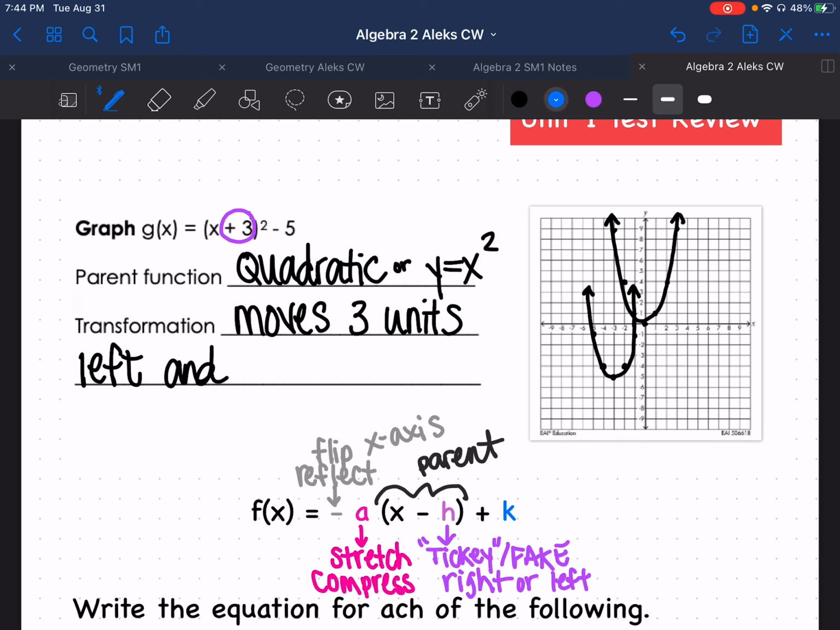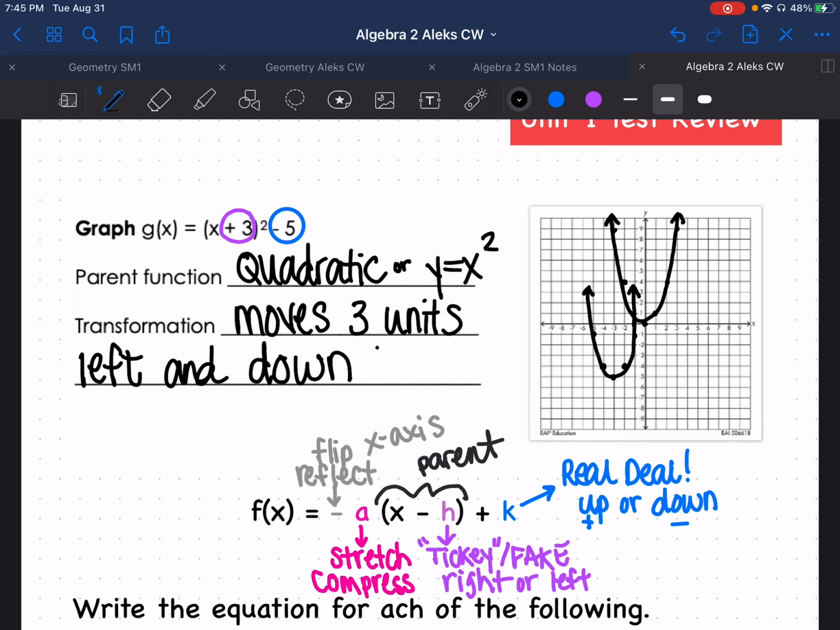And then the last part, this guy right here, K, he is the real deal. He's the one, or she's the one that shows up when they say they're going to show up, that does what they're going to say they're going to do. Up or down. Up is positive, down is negative. And it looks that way because it is the real deal. So when I see plus K, it's up. When I see minus K, it's down. Here is my K value right here, and I'm going to say down 5. I could put units.